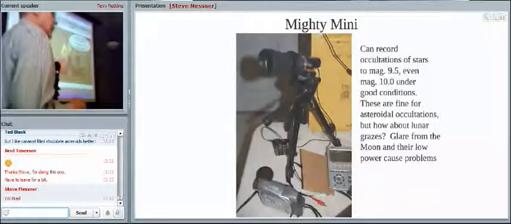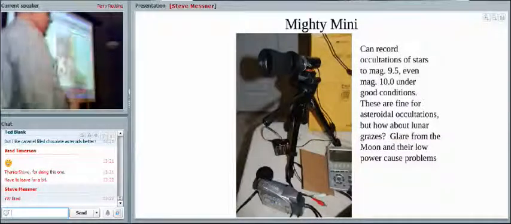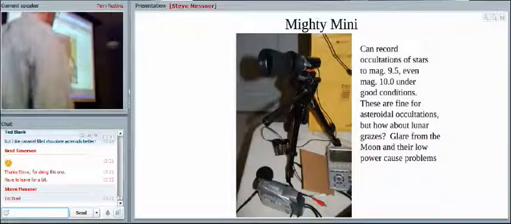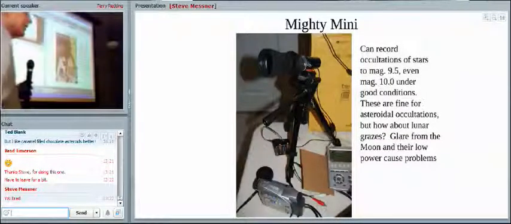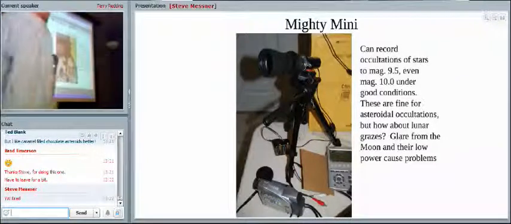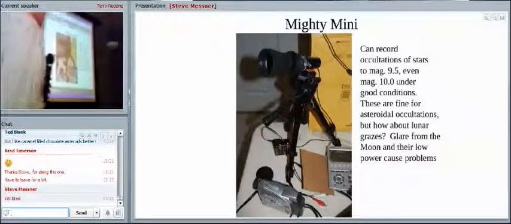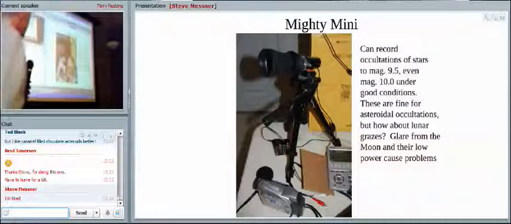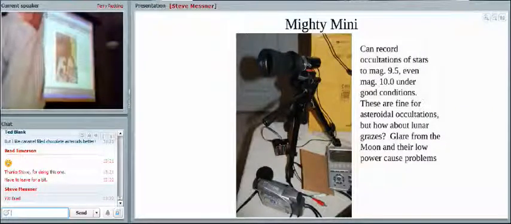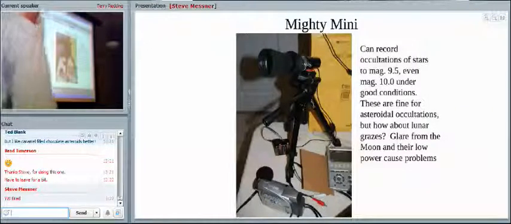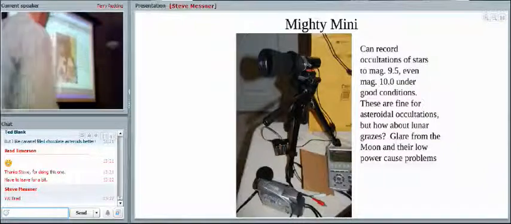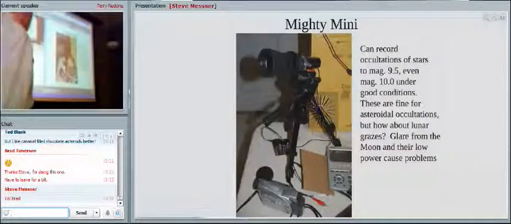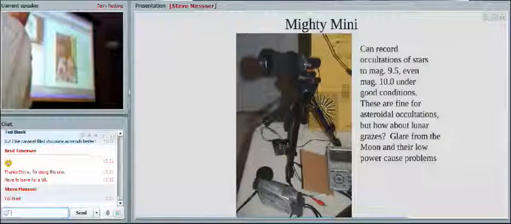But if the moon is a thin crescent, it's not so bright, and if the star is bright and on the dark side of the moon, these systems will work for that, and that has an advantage of being able to spread out a lot of stations that you can't normally do for a graze. But next slide, this just shows slides I showed before, so just quickly go through those.